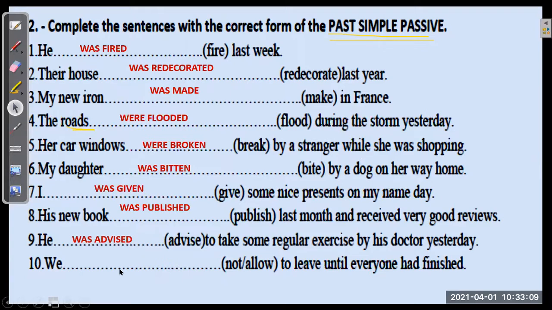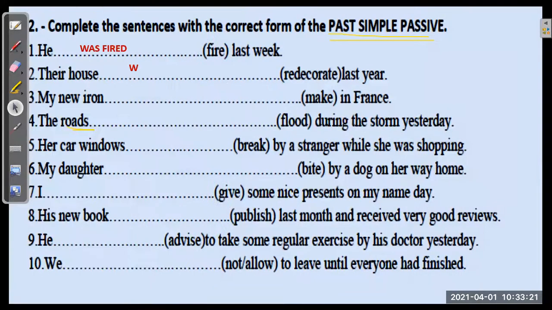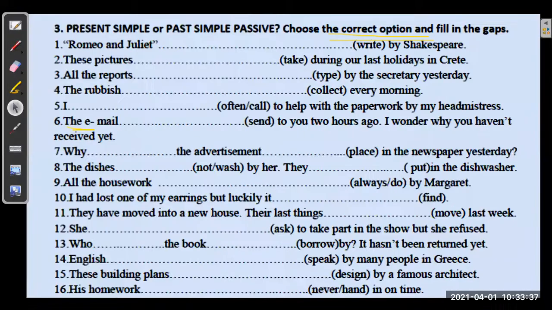We were not allowed to leave until everyone had finished. So this is the exercise. This one doesn't work properly, so I need to show you the answers. Screenshot them, please. How much time is left for the class? 7 minutes. Okay, so we can do another part of the next slide.